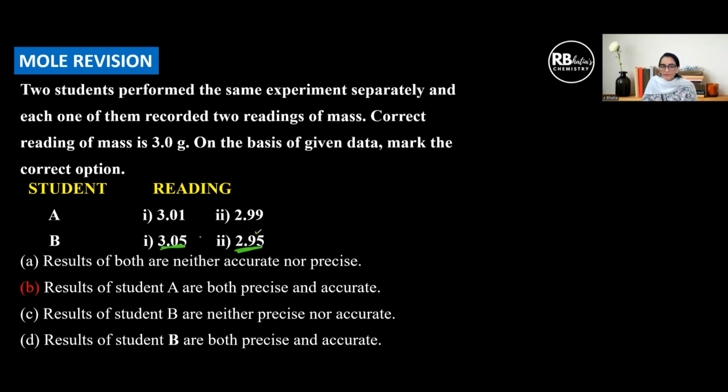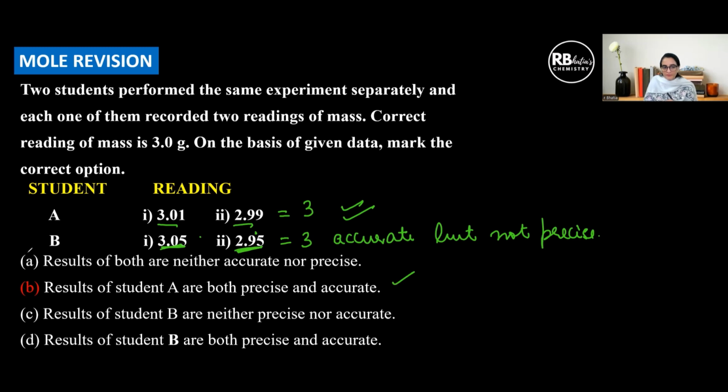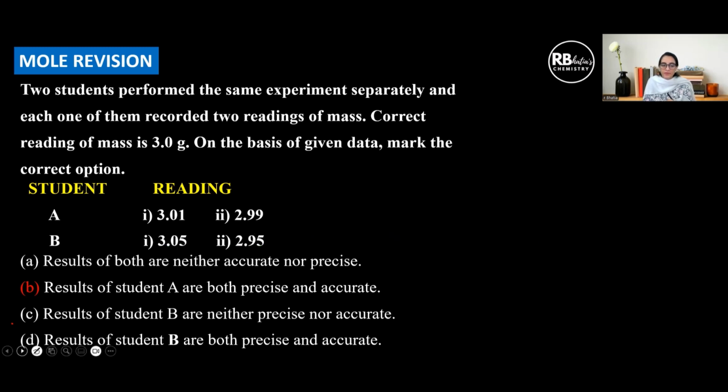These two are far off from each other, but the average is going to come out to be 3. So this is going to be accurate. B is going to be accurate, but not precise. Whereas for A, the average is going to be 3, and the two values are close to each other. So this is going to be both accurate as well as precise. Hence, the answer is going to be B part. So these are the important questions related to precision and accuracy.